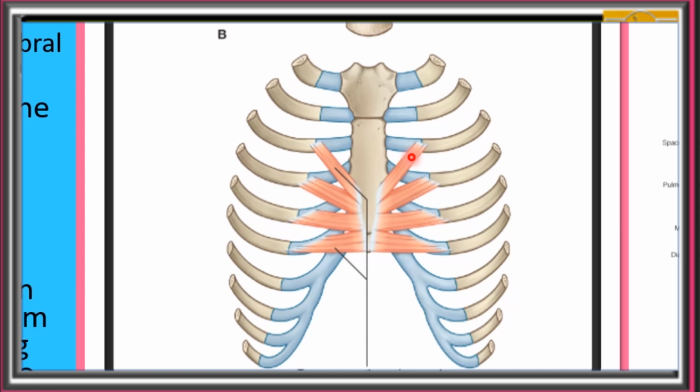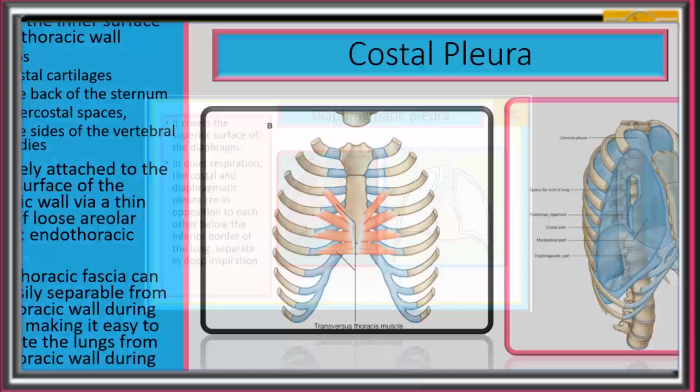It is loosely attached to the inner surface of the thoracic wall, and this is through a thin layer of loose areolar tissue, and the name of this tissue is endothoracic fascia. Endothoracic fascia can be easily separated from the thoracic wall, so it makes it easy to separate the lungs from the thoracic wall during surgery.